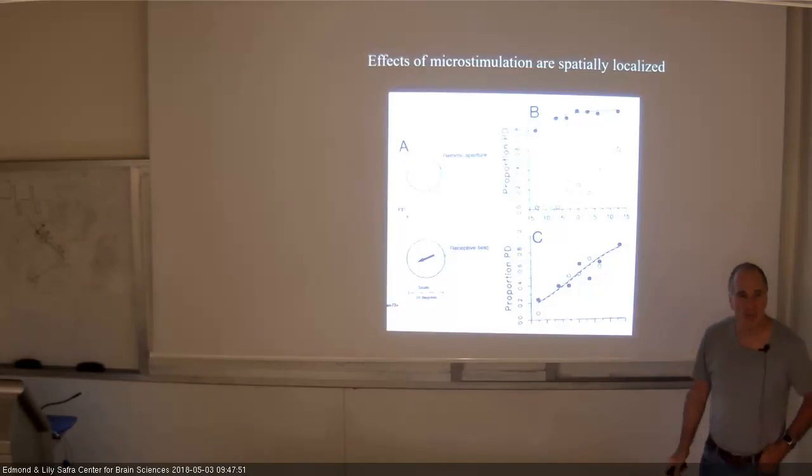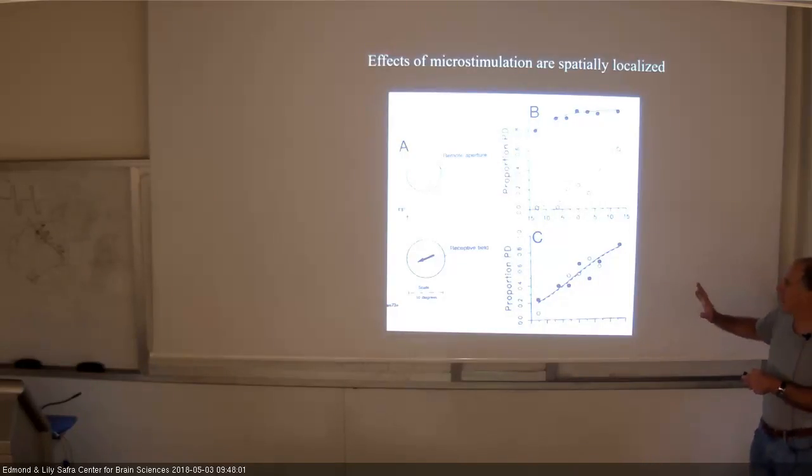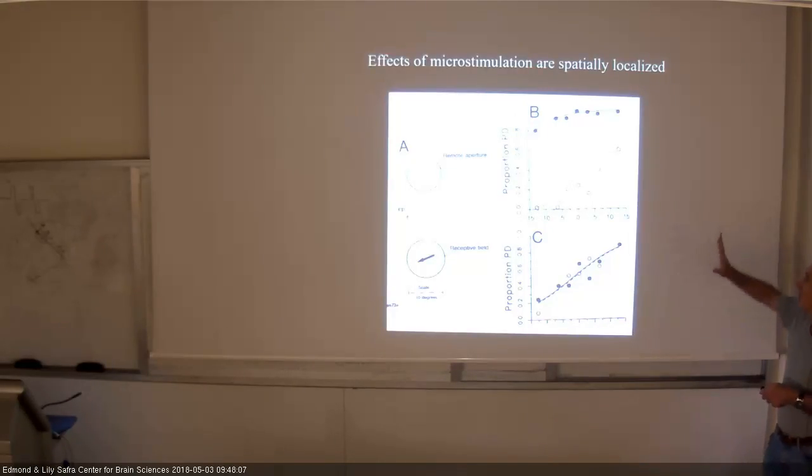That means that we have to take a break, I guess. So basically you see here that this is spatially localized. The effects of microstimulation are spatially localized. If the stimulus is placed outside the receptive field of the neurons, you ignore it. So in order to get an effect, it should be spatially localized.